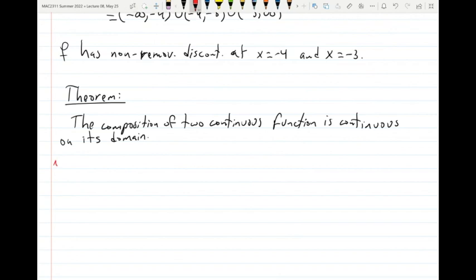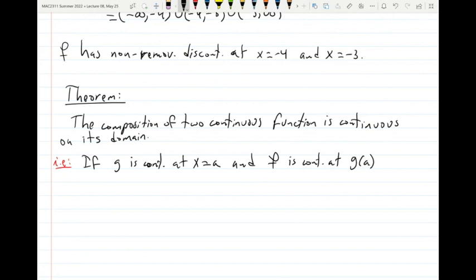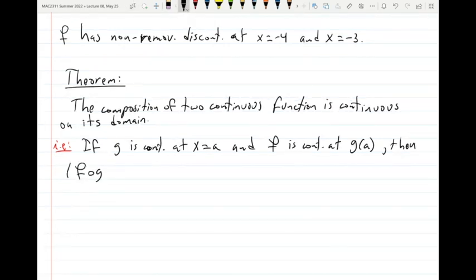So more formally, what I'm saying is, if g is continuous at x equals a, and f is continuous at g of a, okay, then the composition of f and g, remember this is f of g of x, is continuous at x equals a.